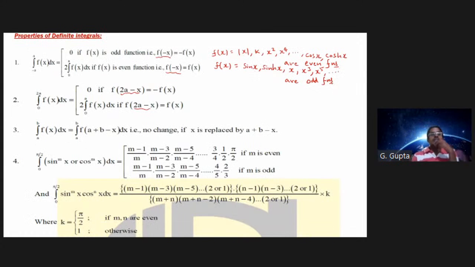And the third one: whenever a given integral is not applicable after the failure of the previous methods and these two properties, then apply this one. This is your question, integral a to b f of x dx. Now your answer is the same limits, integral a to b, but x is replaced by the sum of the limits minus x. No change if x is replaced by sum of the limits minus x. Please take care. Actually, it is not looking like any formula, but how it works, and it is very useful. Let us go to an example.